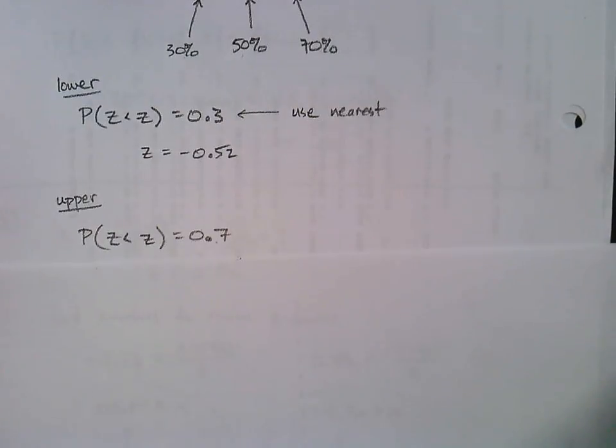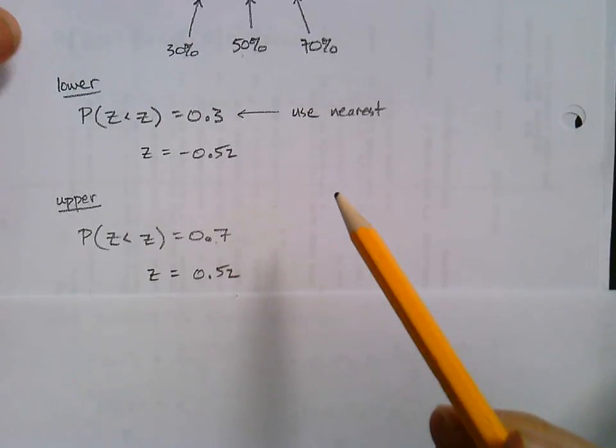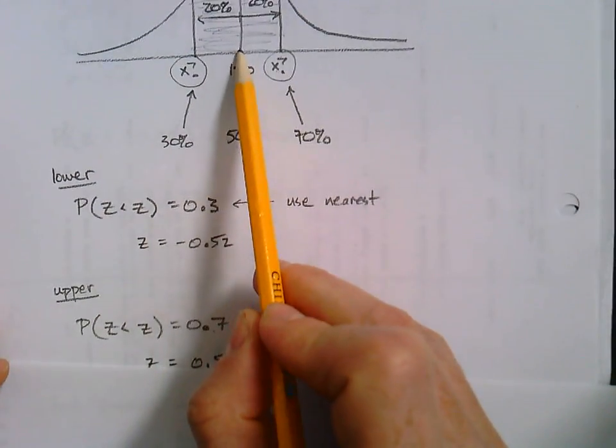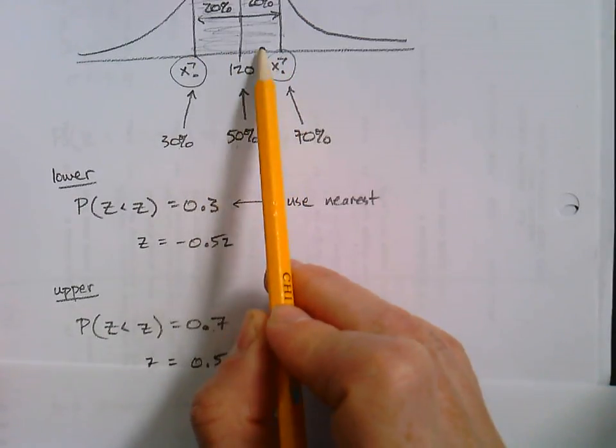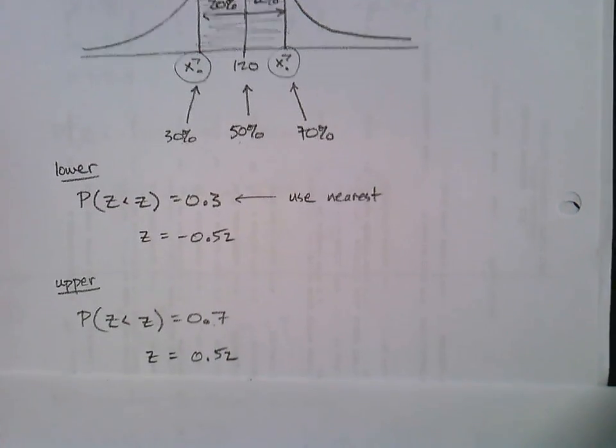Which is, hey, is that a coincidence? Positive 0.52? Is that a coincidence right there? No, it's not at all, because all this is symmetrical. If this is up 0.52, then that would be down 0.52, because we move the same percentage of data. Not a coincidence whatsoever.